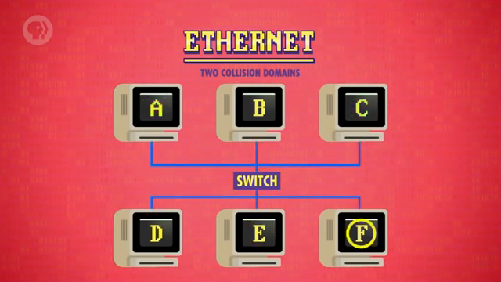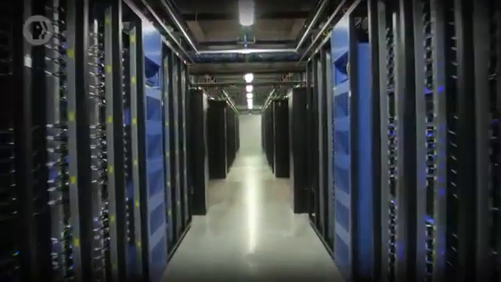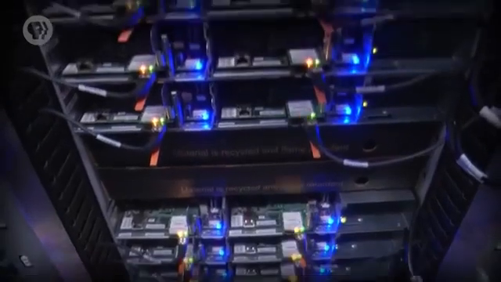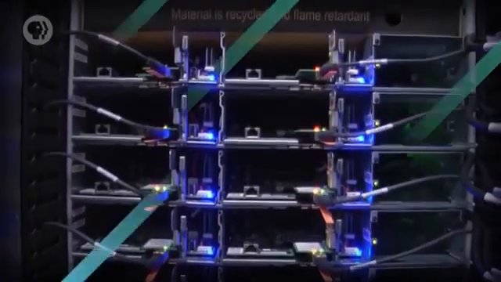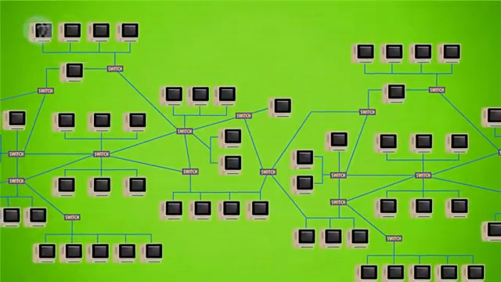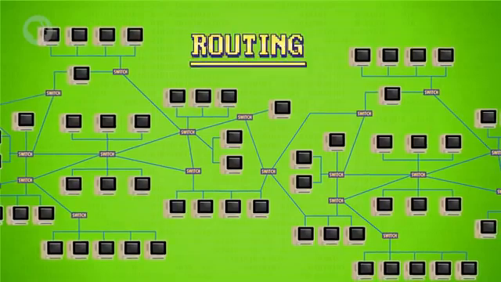But if F wants to send data to A, then the switch passes it through and the 2 networks are both briefly occupied. This is essentially how big computer networks are constructed, including the biggest one of all, the internet, which literally interconnects a bunch of smaller networks, allowing inter-network communication. What's interesting about these big networks is that there's often multiple paths to get data from one location to another, and this brings us to another fundamental networking topic, routing.